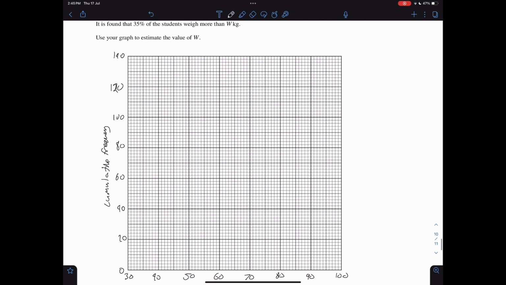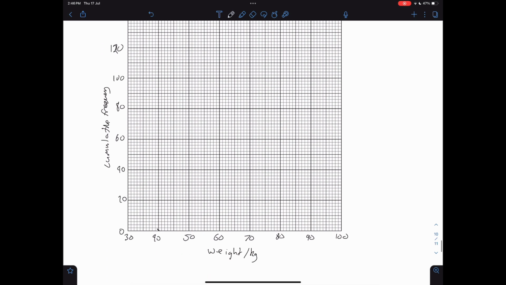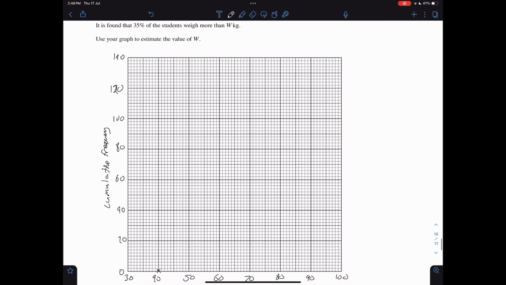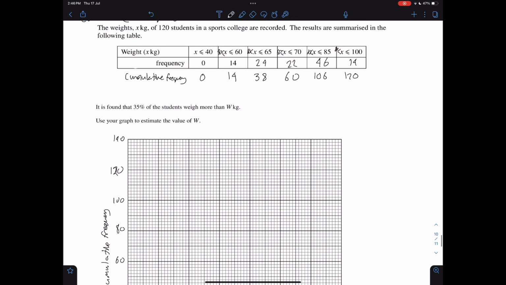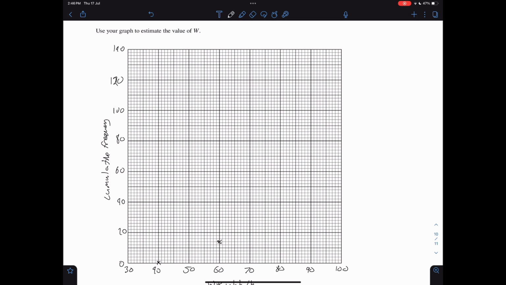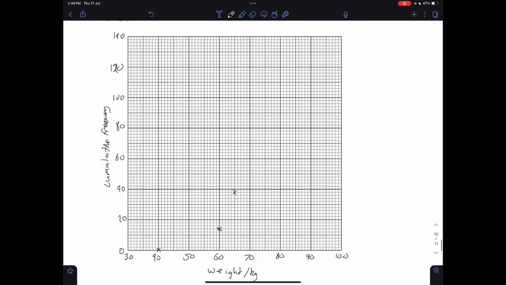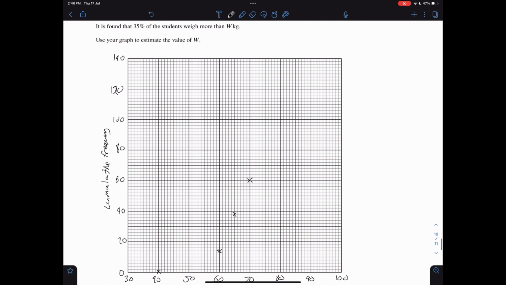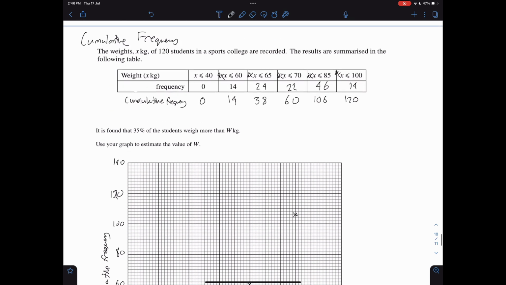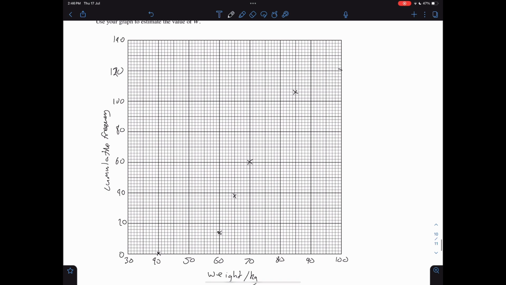So we start plotting our points. We'll have a height of 0 at 40. Then at 60 we'll go up to 14. Use x's to plot your points. At 65 we'll be at 38. Then at 70 we'll be at 60. Then at 85 we'll be at 106. Then at 100 we will be at 120.